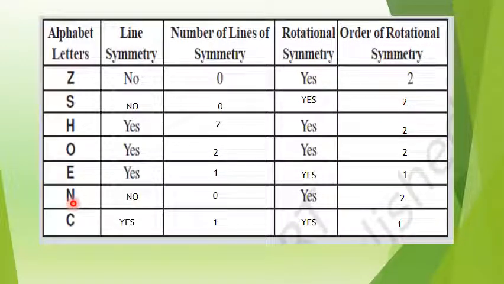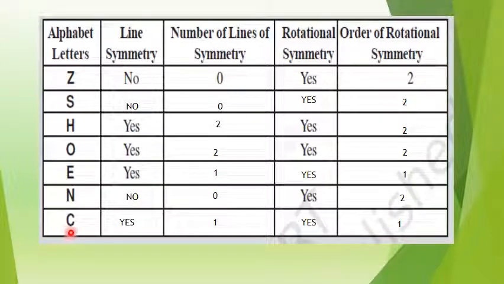Next letter N. Does N have line symmetry? No. Number of line symmetry of N is 0. Does it have rotational symmetry? Yes. What is the order of rotational symmetry? 2. At 180 degrees and 360 degrees, if you turn the letter N, it exactly looks like the original position. So the order of rotational symmetry is 2.